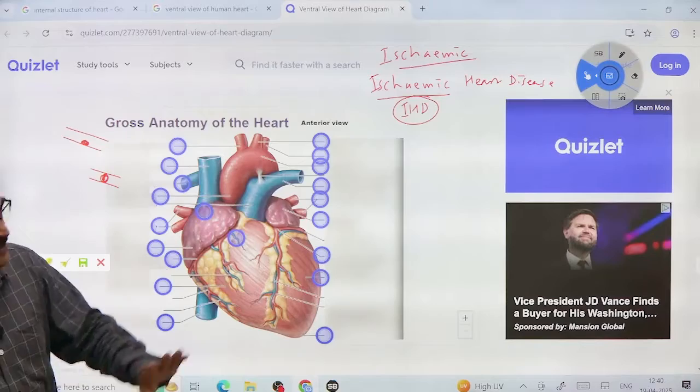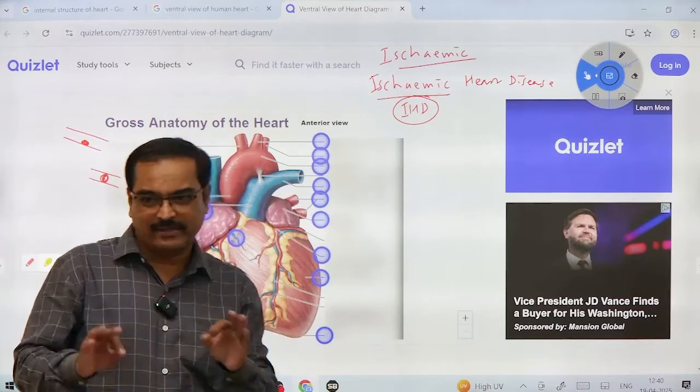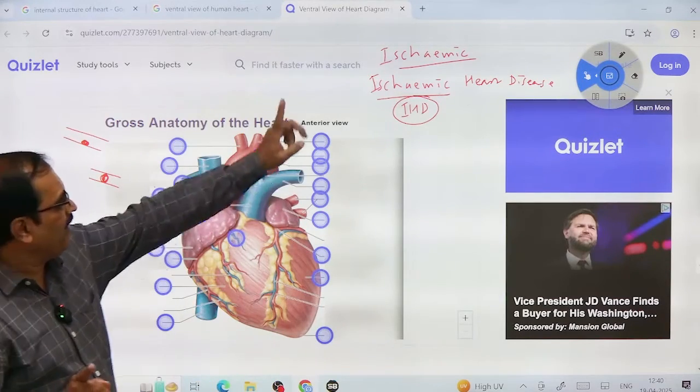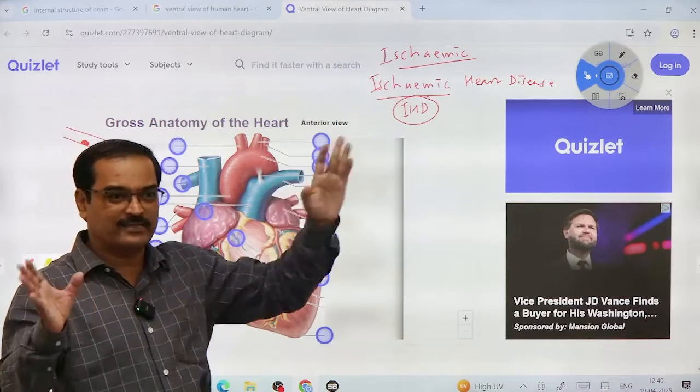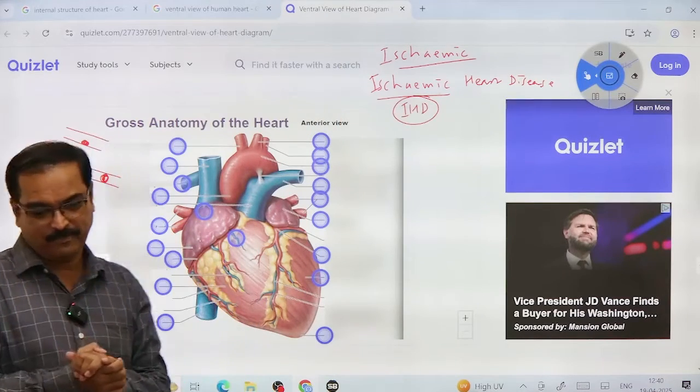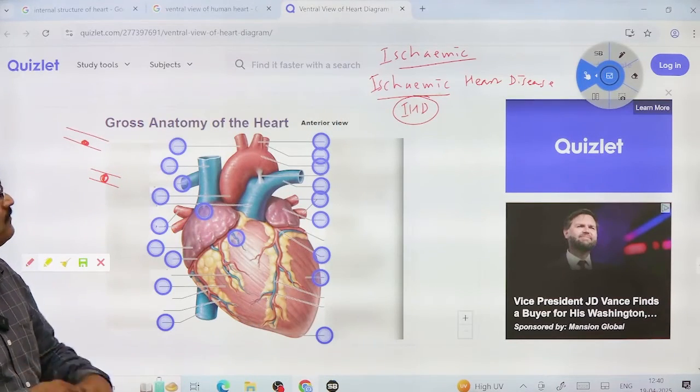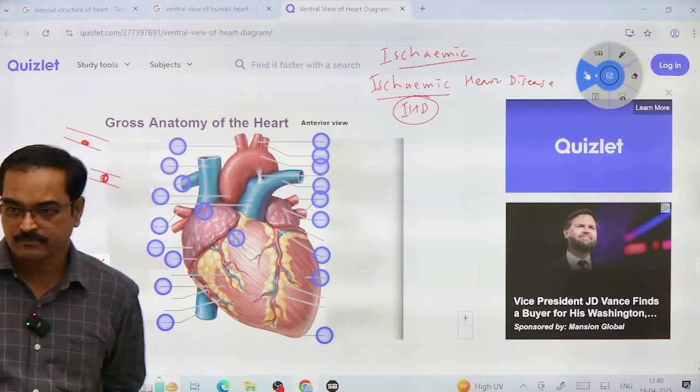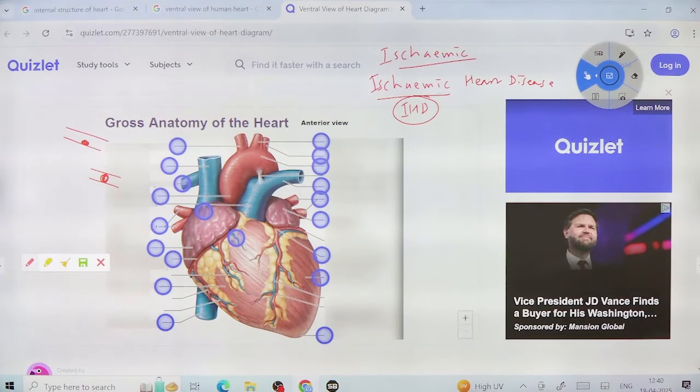One minute, one second. Heart attack, other name is myocardial infarction, and one more name is ischemic heart disease, that is IHD. So, if there is a blockage in any artery other than the coronary artery, what will happen? I will explain. Okay.